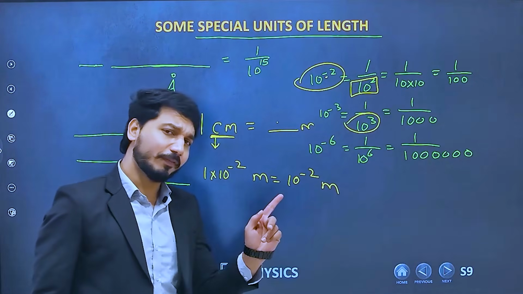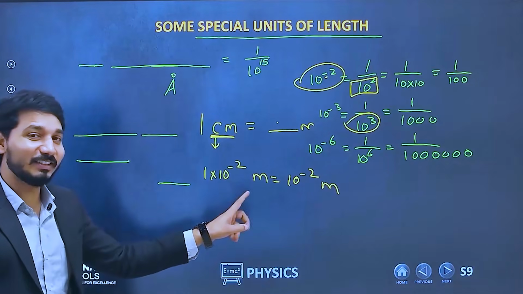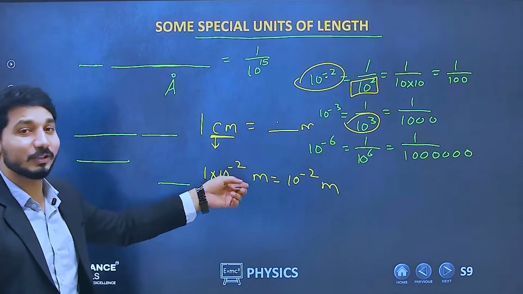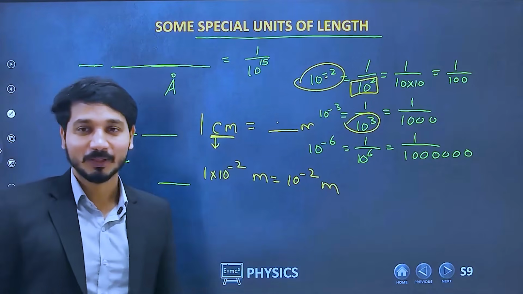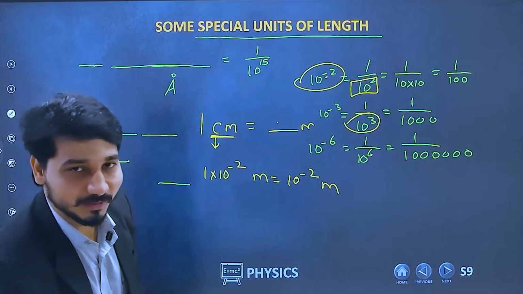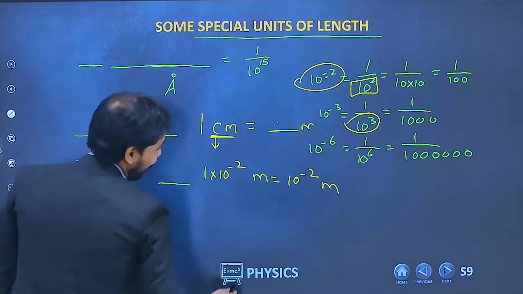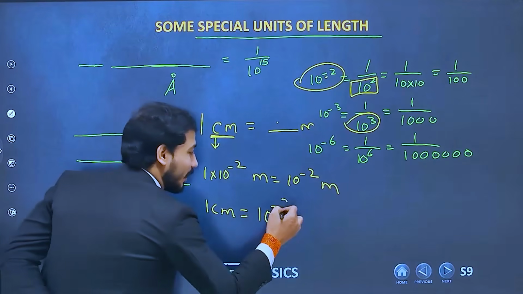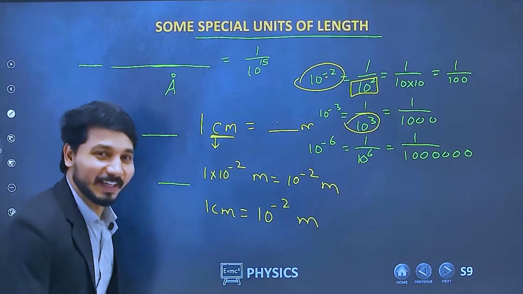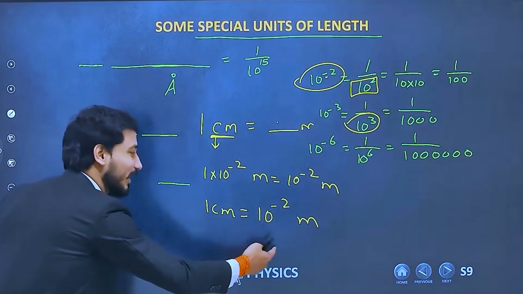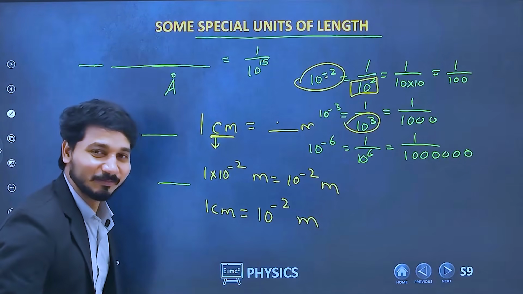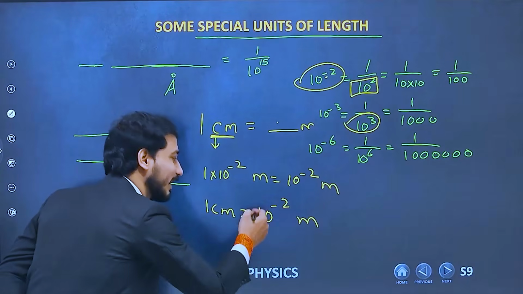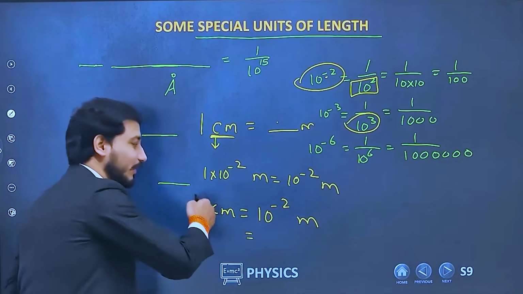What if this question is asked in reverse? If it is asked, 1 meter is equal to how much centimeter? For this, again basic math is required. Now we know that 1 centimeter is equal to 10 to the power minus 2 meter. Now if it is asking 1 meter is equal to how much centimeter, then what you have to do? Simply you have to transpose this 10 to the power minus 2 towards the left hand side.